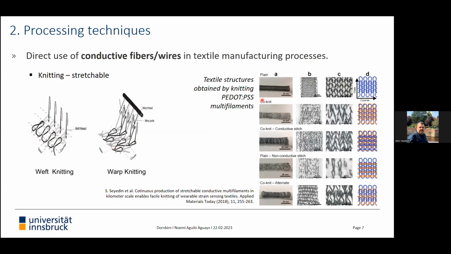Yeah, it's very good. So here you can see also some pictures with different knitted structures. In this case, they use PEDOT:PSS, this is the conductive polymer. And here we can see the different types of knitting that they use. In the first picture, for example, we see that this is a plain knitted structure where all the structure is conductive, where they use this conductive filament.